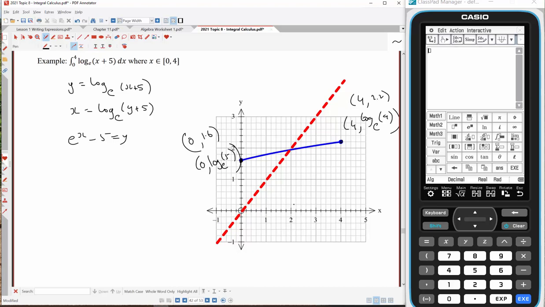So let's plot those points. 2.2 is somewhere up here, and 4 is off the Cartesian plane, so roughly there. And the other one was 1.6 and 0. So it's going to be an exponential curve linking those two values up. So best effort here. There it is.